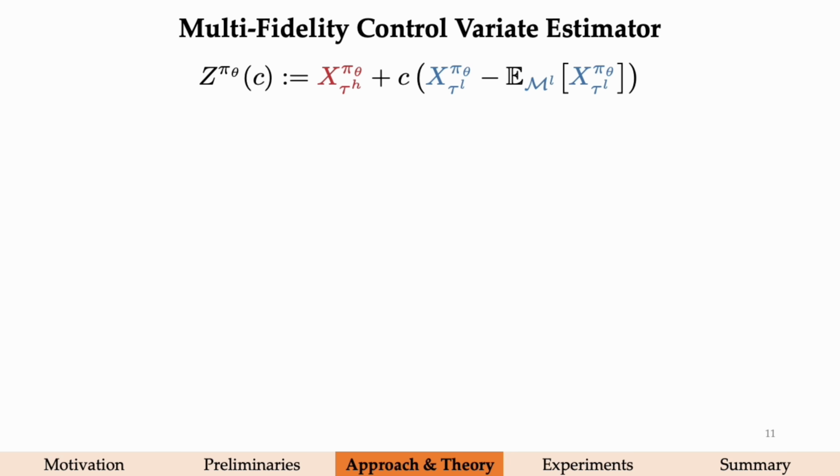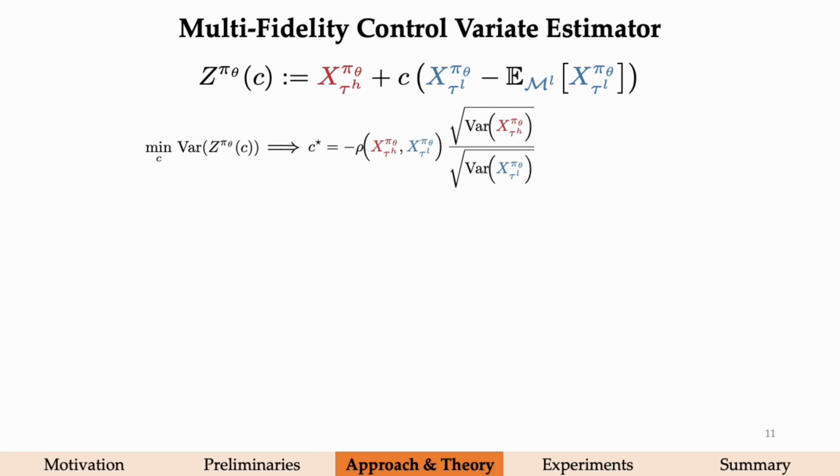On this slide is our combined control variate estimator, which we define as a new random variable z with c as a scalar coefficient. Choosing c to minimize the variance of z admits a closed-form optimum that depends on the Pearson correlation rho between the paired high and low-fidelity terms. In practice, we estimate c online from training data using running statistics.